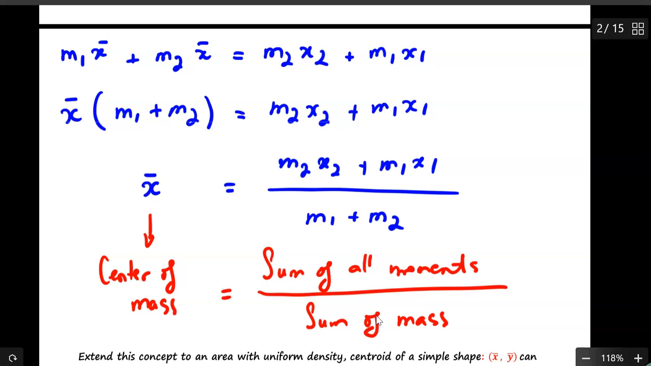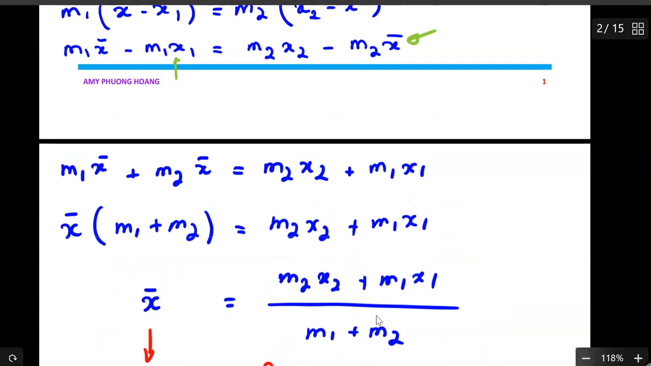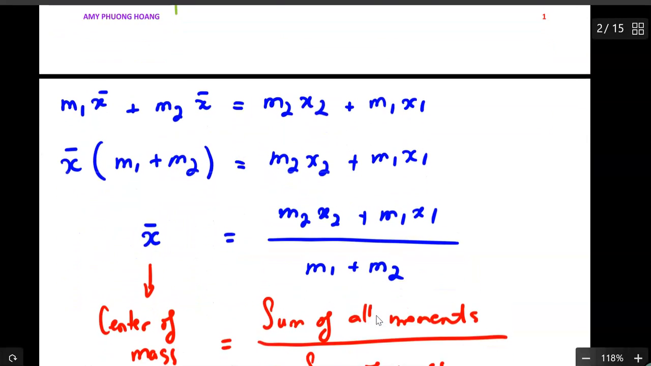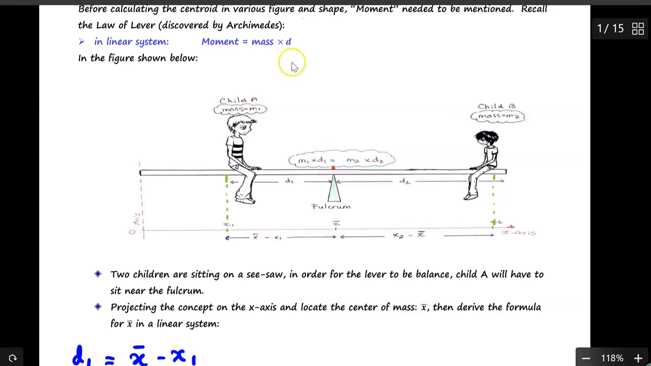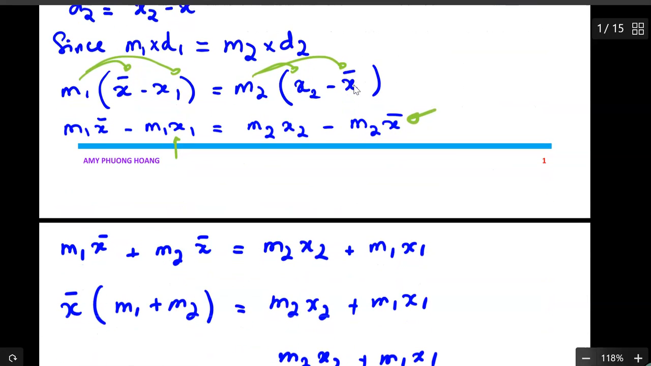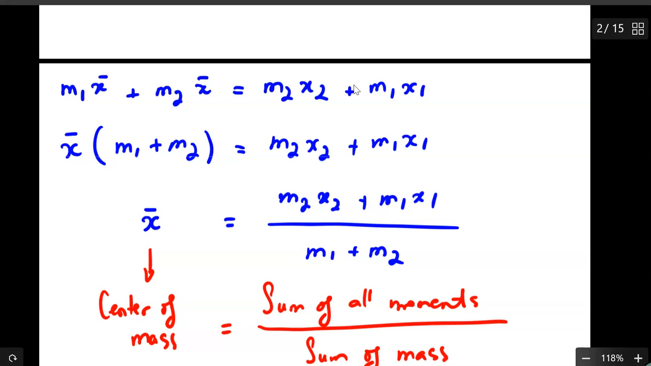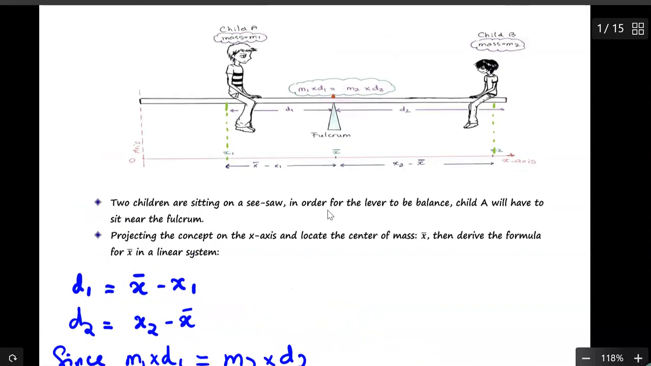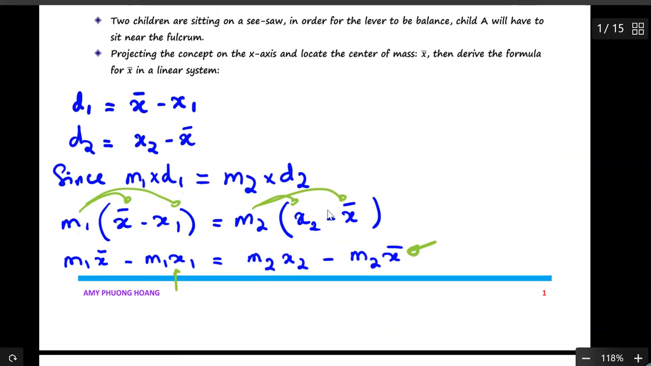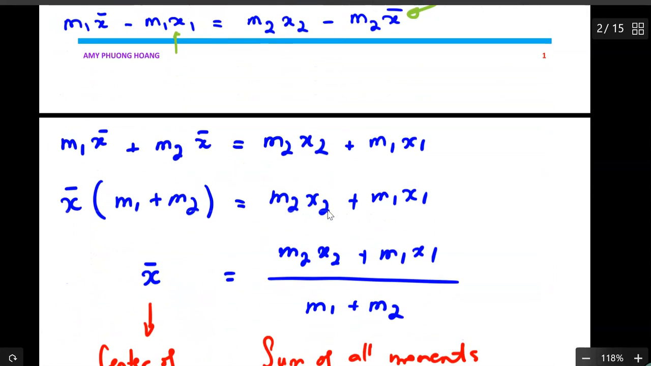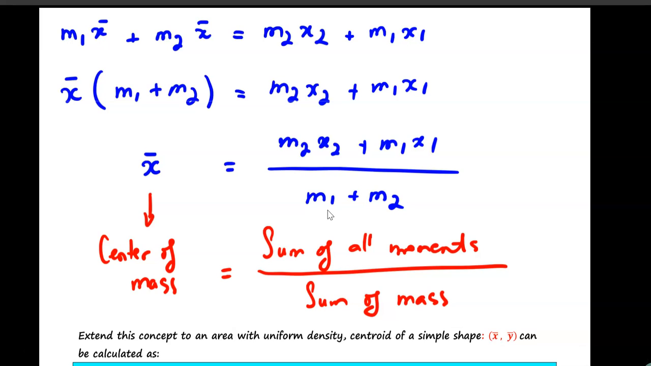Okay, so if we go back to the diagram, you see the sum of all moments. Moment is defined as mass times distance, right? So I have m2 times x2 for chi B, and I have m1 times x1 for chi A. So this is the sum of all the moments, divided by the mass of chi A plus the mass of chi B. In this case, it's called the sum of all the mass.